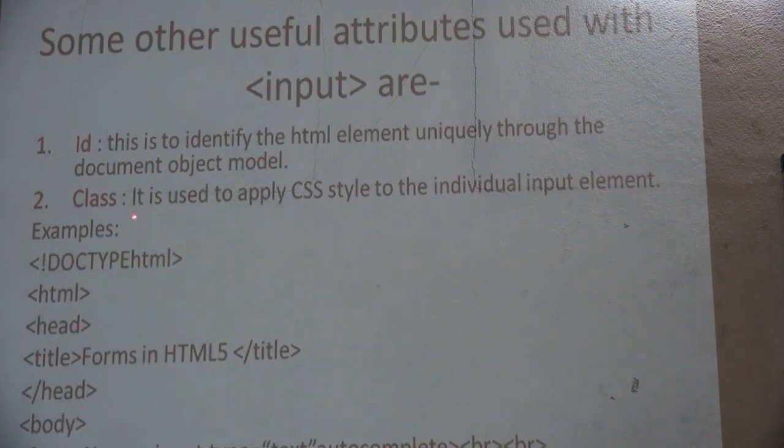The second input attribute is class. It is used to apply CSS, the long form of which is cascading style sheet, to the individual input elements.